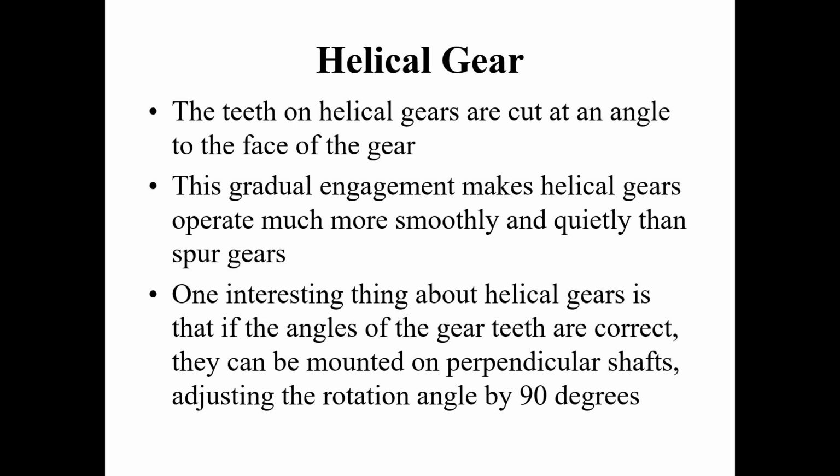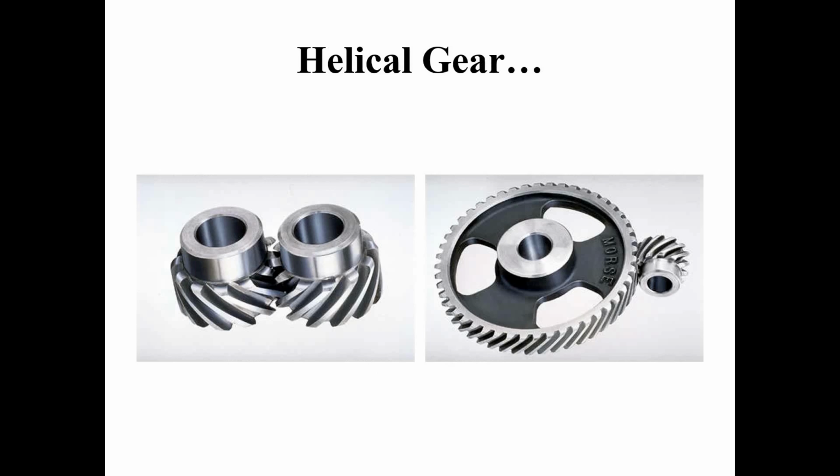One interesting thing about helical gears is that if the angles of the gear teeth are correct, they can be mounted on perpendicular shafts, adjusting the rotation angle by 90 degrees, which is not possible in spur gears. So this is how a helical gear looks. It can be used in a normal way or at a 90-degree angle.